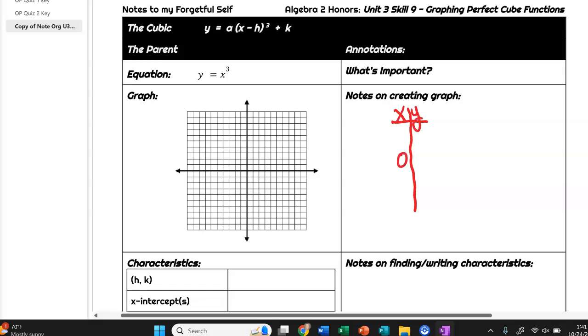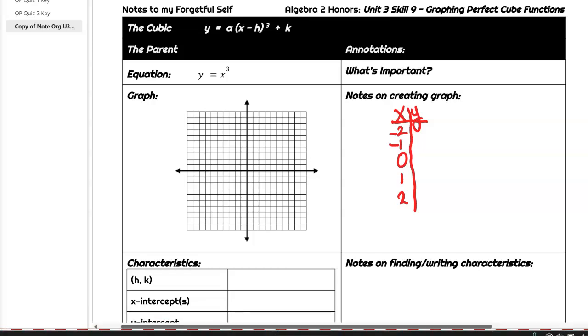So we want to pick the easiest numbers to cube that are less than 0 and more than 0. Those would be small integer numbers. So very much like the quadratic, our table is going to include -2, -1, 0, 1, and 2 as the x values. For the y values, since this is a cubic, you're cubing them. So -2 cubed would be -8, -1 cubed is -1, 0 gives us 0, 1 gives us 1, and 2 gives us 8.